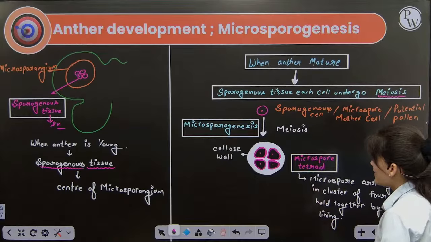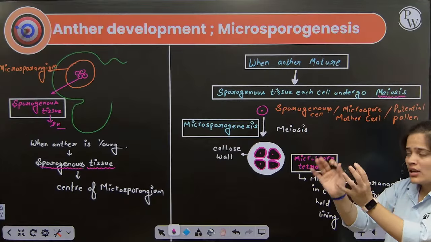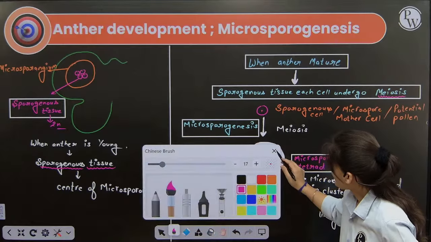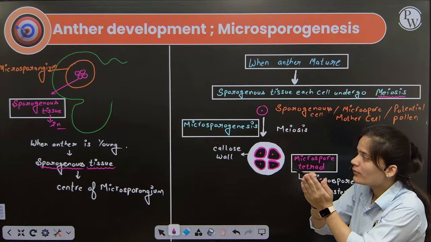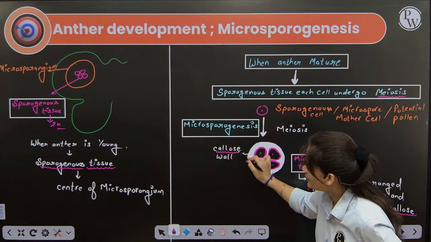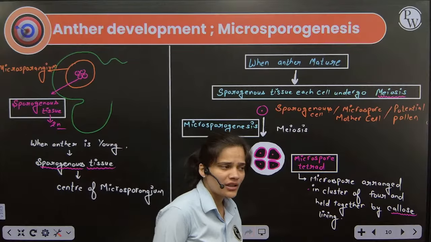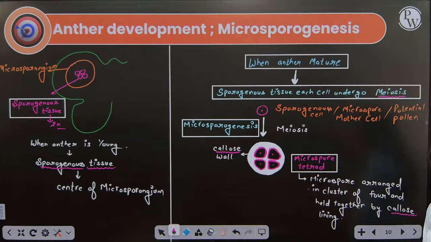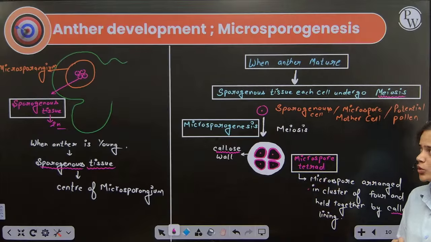Initially, these four microspores are arranged together in a cluster of four, and they are held together with the help of some wall. That wall is known as the callose wall. And as we discussed, the last layer, the tapetum, the innermost layer, secretes an enzyme, callase. That callase is going to break the callose wall.